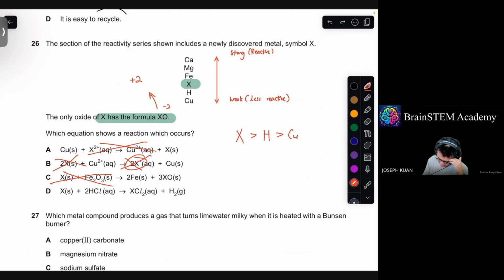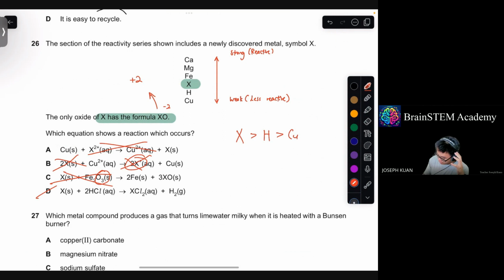Unless you're talking about displacement in terms of the burning, like the furnace thing. But X is weaker, you see? It's less reactive than iron. So it shouldn't be possible to steal the oxygen from iron. So C is also wrong. So the best answer is D.